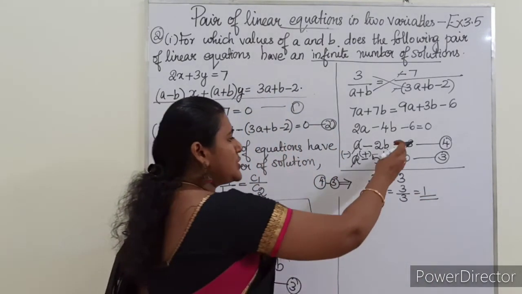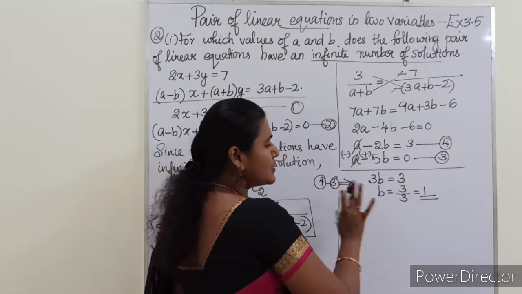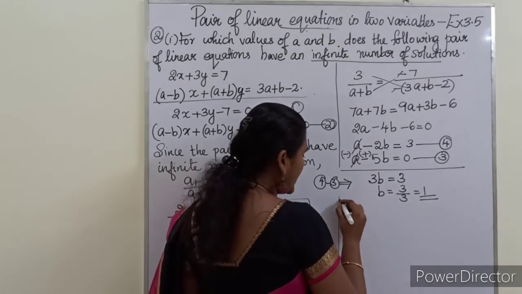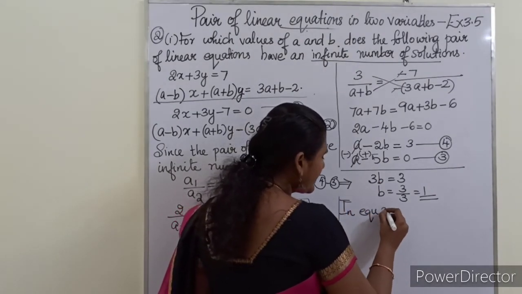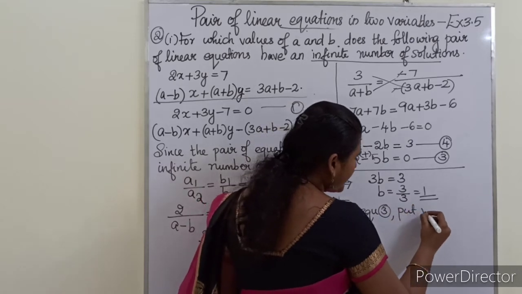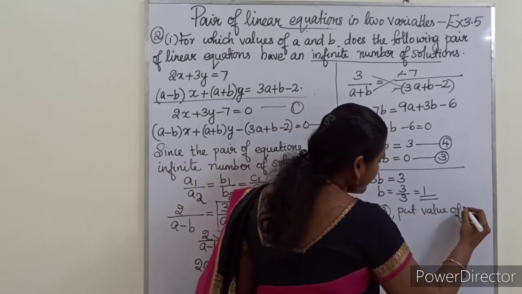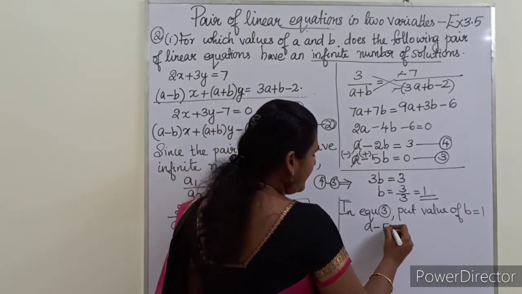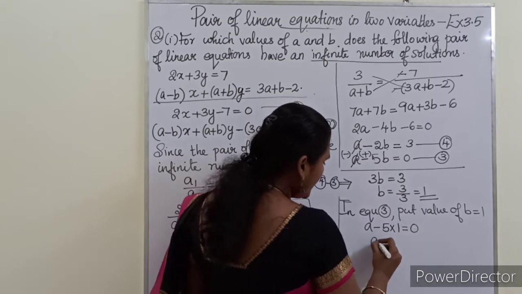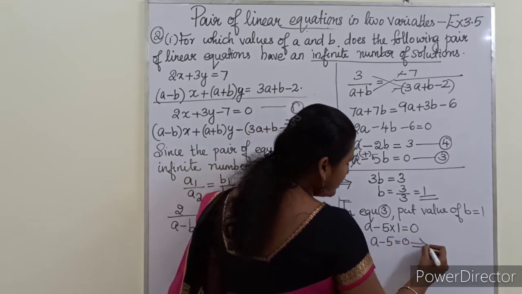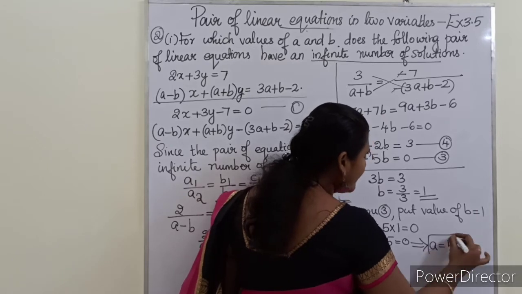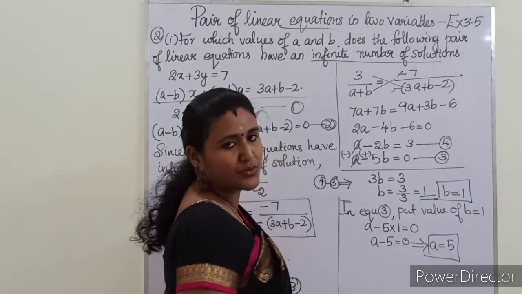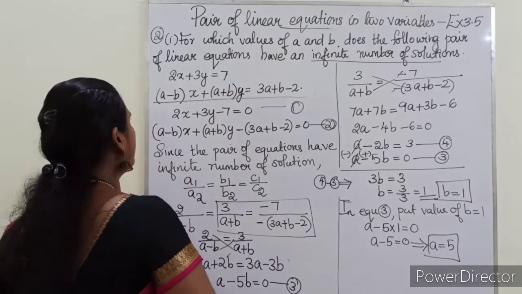This value you can substitute in either equation 3 or 4, so that you will get the value of a. So in equation 3 we will substitute the value of b, that is 1. So here a minus 5 into 1 is equal to 0. So a minus 5 equal to 0, which gives a is equal to 5. So we got the value of a and b. A is equal to 5 and b is equal to 1. Now we will see the next question.